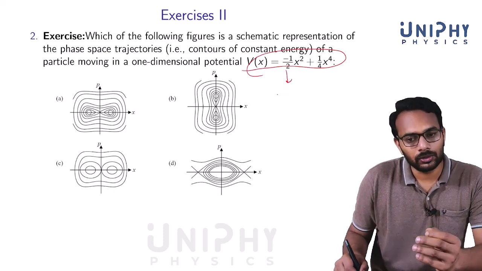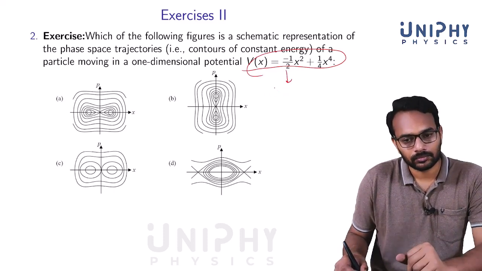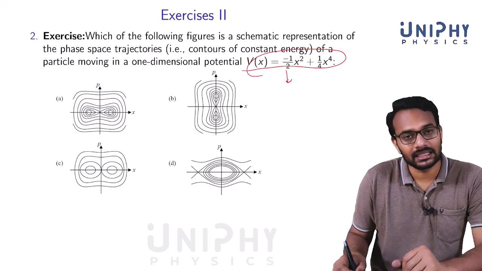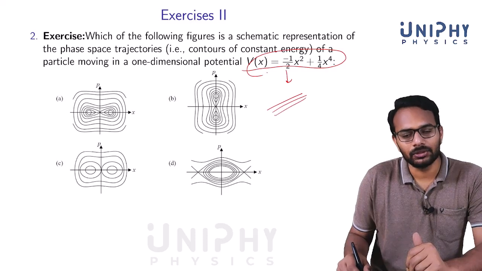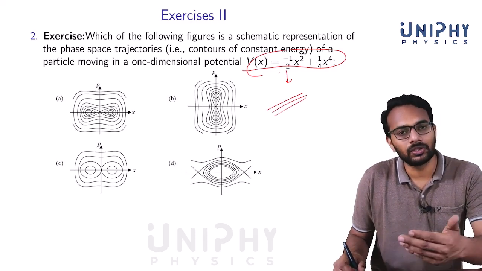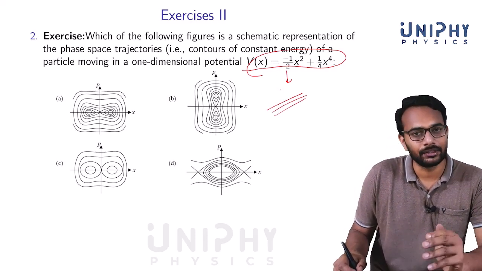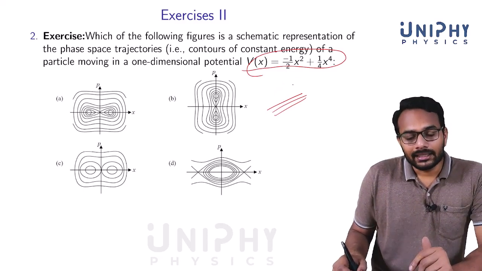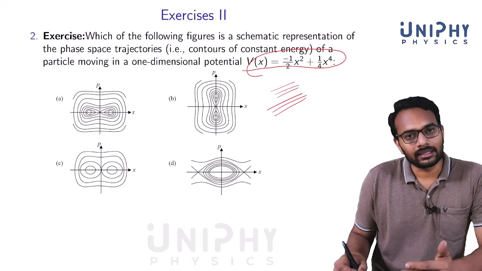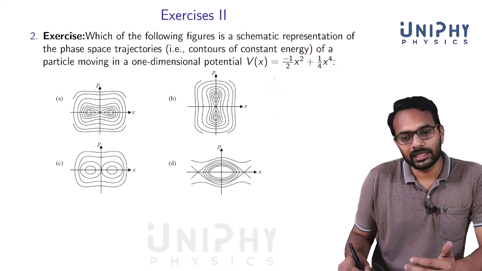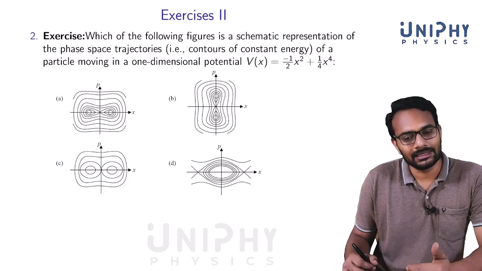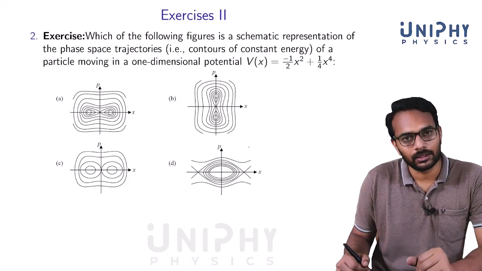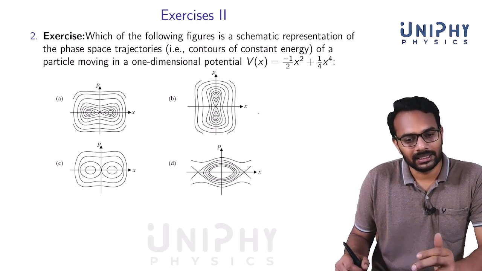So how would you do this? You first plot the potential energy curve, potential energy versus x. Draw the energy lines. You remember the steps for plotting the potential. If not, you can go back and check. We did it for one case. And then you draw the energy lines and you draw the phase space diagrams corresponding to this. Sometimes just by looking at the potential energy curve, you will be able to pick out the correct answer. You will see that some of them can be neglected straight away. So please try that.